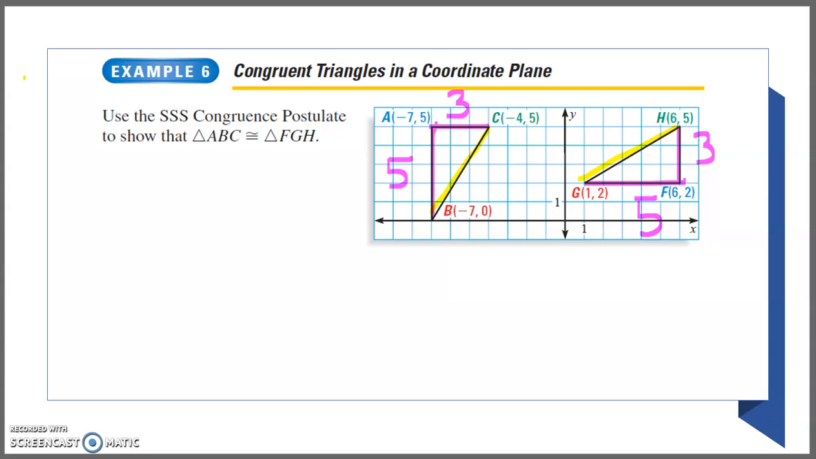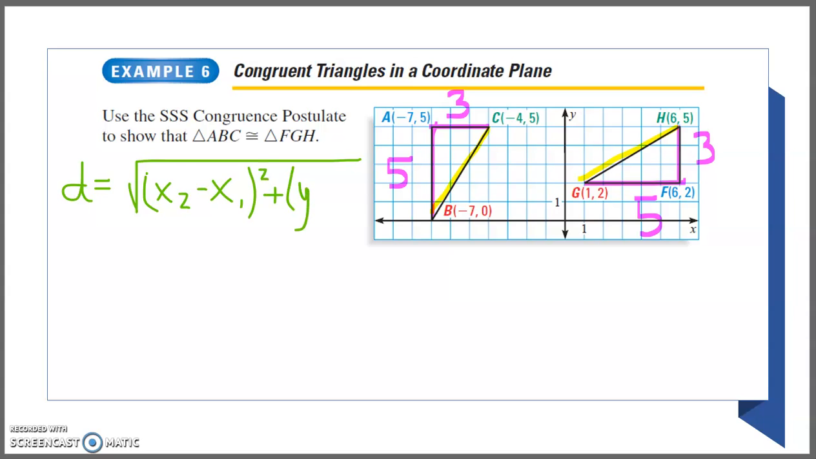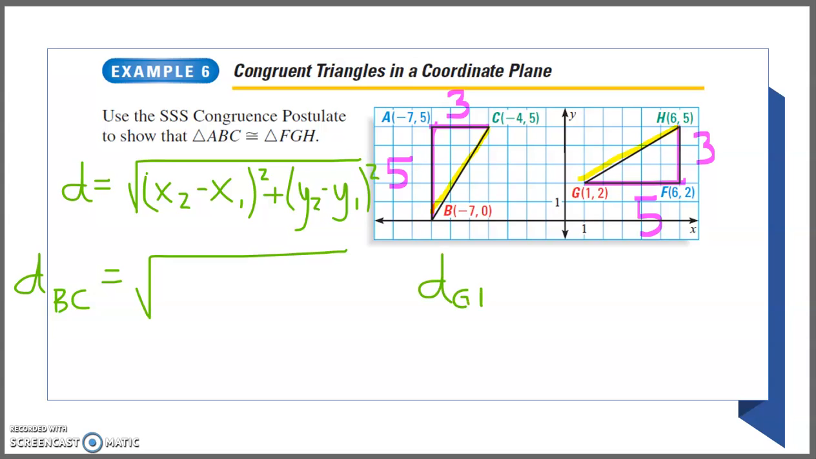Okay, well, keep in mind, we have a formula that helps us calculate distances. It's the distance formula. Okay, the distance formula is x2 minus x1 squared plus y2 minus y1 squared. So let's break this up. I'm going to find the distance from B to C right here. And then on the other side, I'm going to find the distance from G to H.